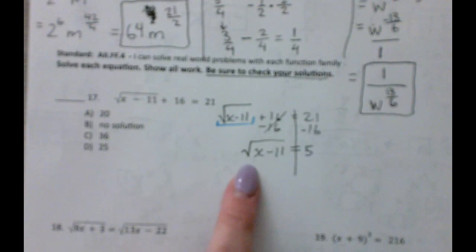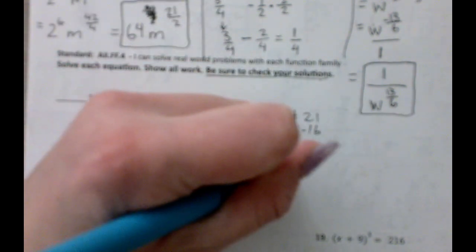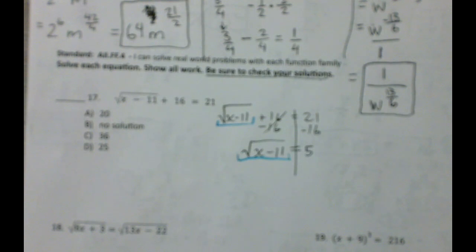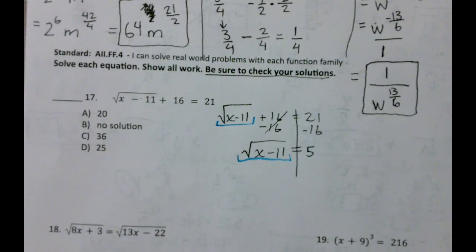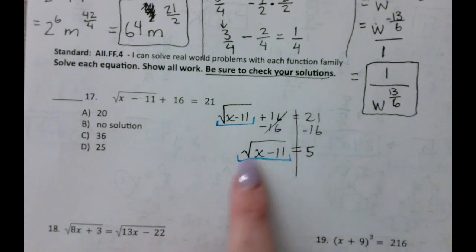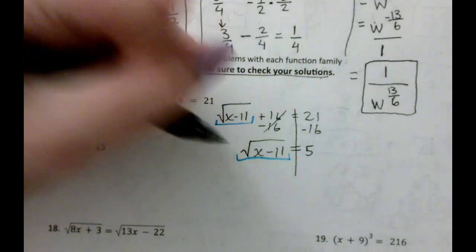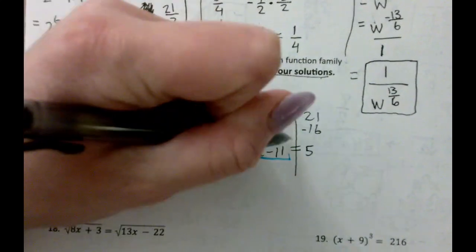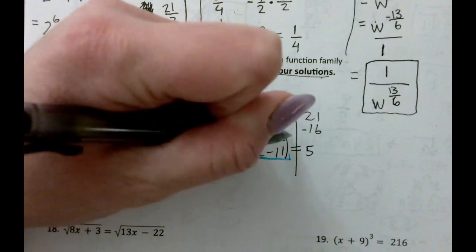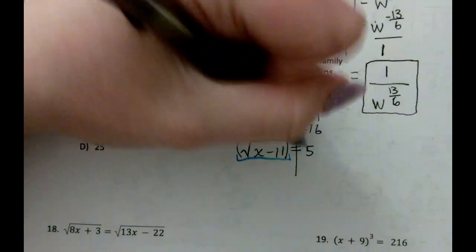All right, now that this is by itself, I can finally get rid of this square root. To get rid of the square root, you square. The opposite of square rooting is squaring. And you square both sides.